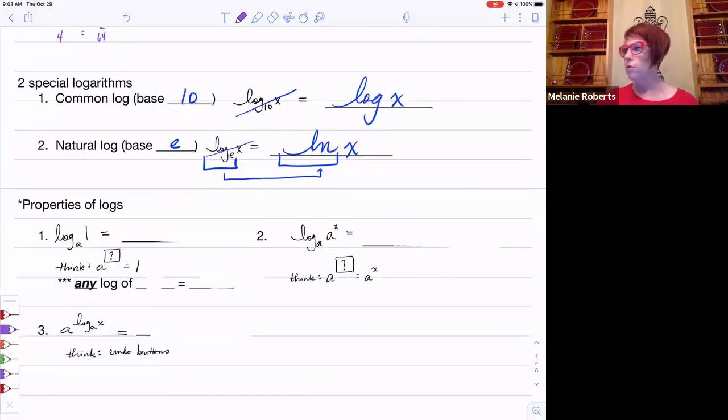We had special logarithms. Special logarithms: the common logarithm is the base of 10, and the natural logarithm is the base of E. So just take note of how the proper way to write them would be.